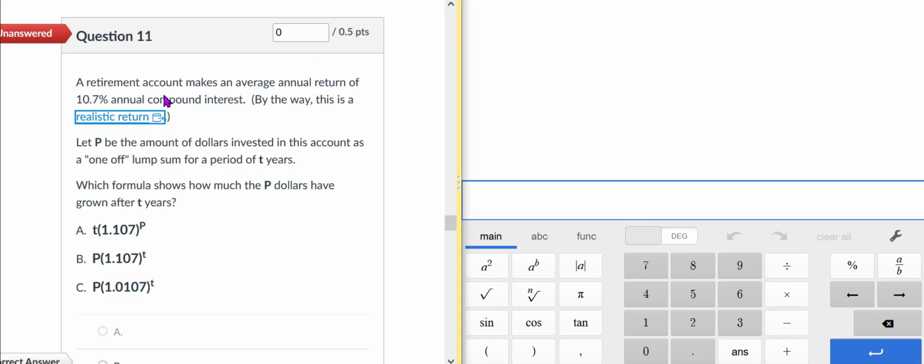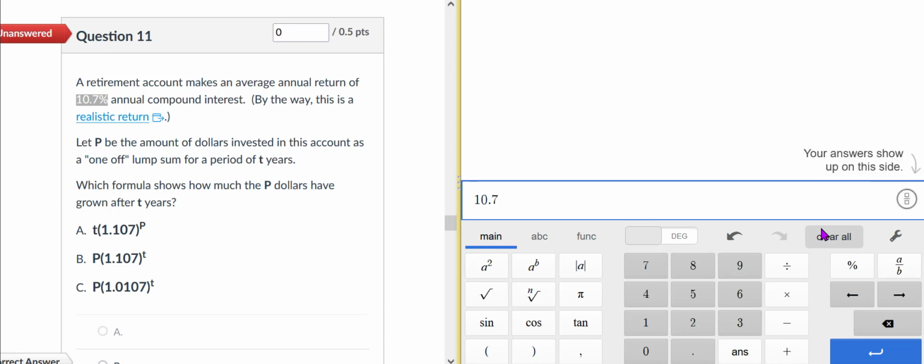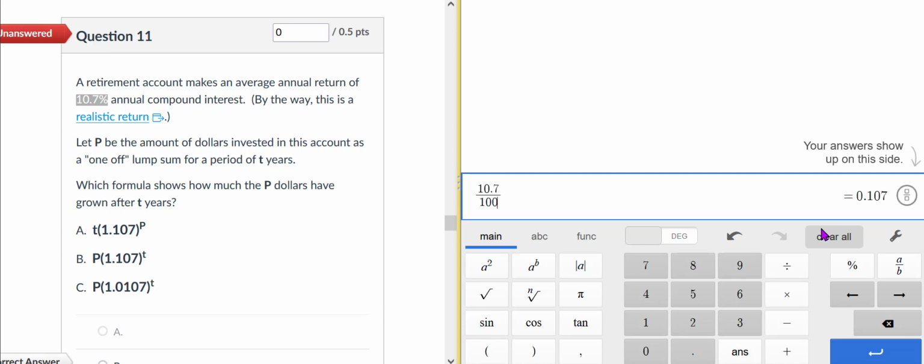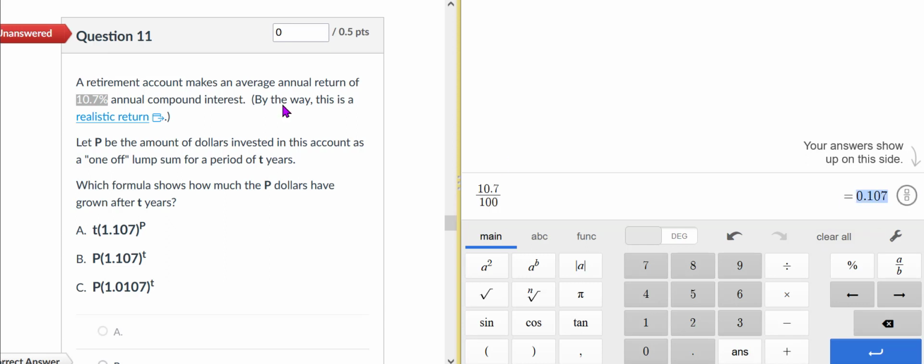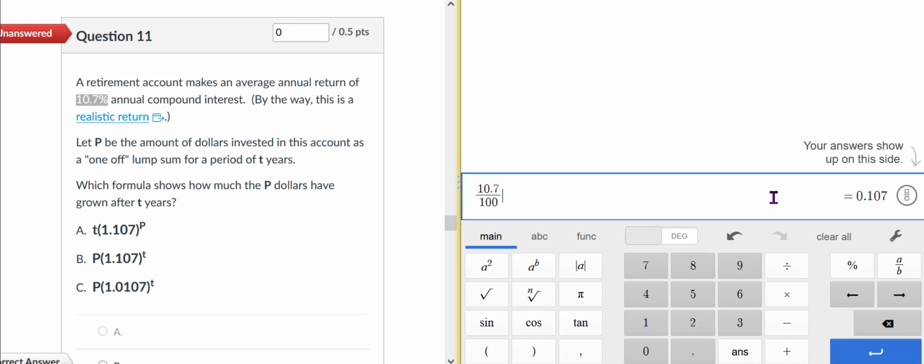So the first step is convert 10.7% to a decimal. 10.7% is basically 10.7 per 100, 10.7 hundredths, or 0.107. So you move the decimal point 2 spots to the left. So that's what that is as a decimal.